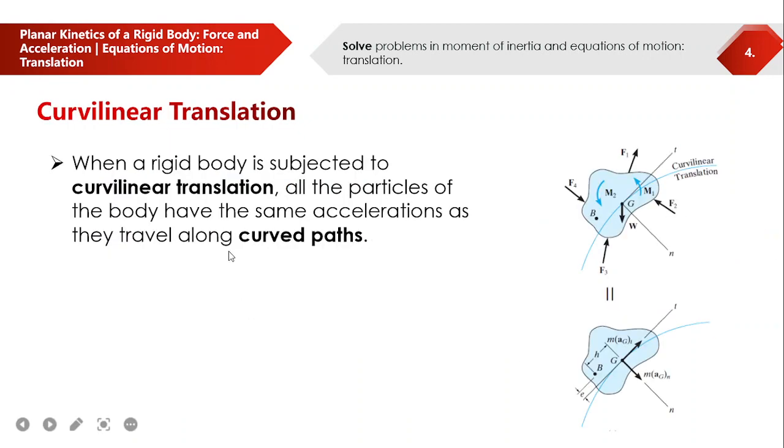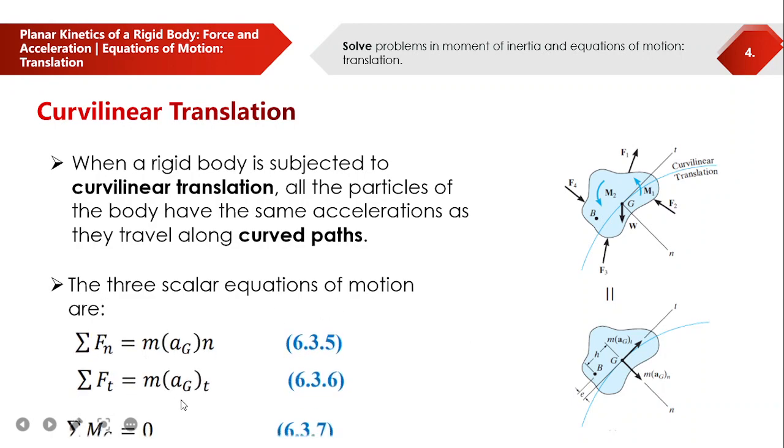Okay? So next is the curvilinear translation. What happens in curvilinear translation? When a rigid body is subjected to a curvilinear translation, all the particles of the body have the same accelerations as they travel along curved paths. Again, the same acceleration as they travel the curved path. So these are your curvilinear translations. Then your normal component and tangential component now exist. So the three scalar equations of motion are these. Don't forget again, for the translation.